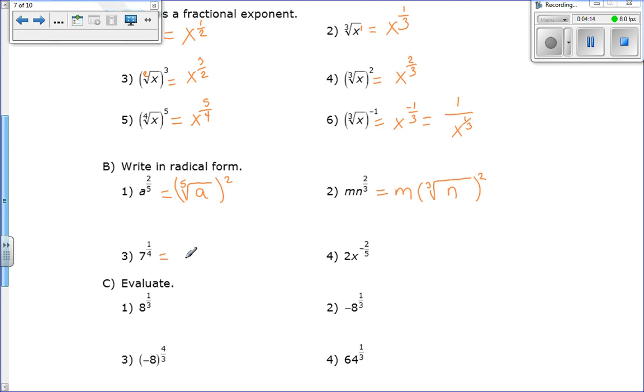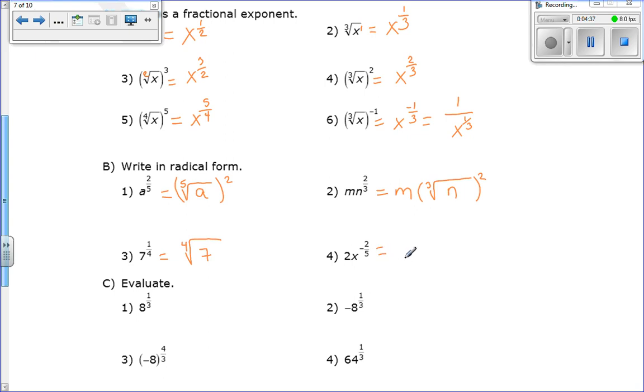For number 3, I have the first power and the 4th root. So it's no different than saying, here's my 4th root, and then just 7. I do not need to put the 1 in the problem. If you do, it's not wrong, but you don't need it.